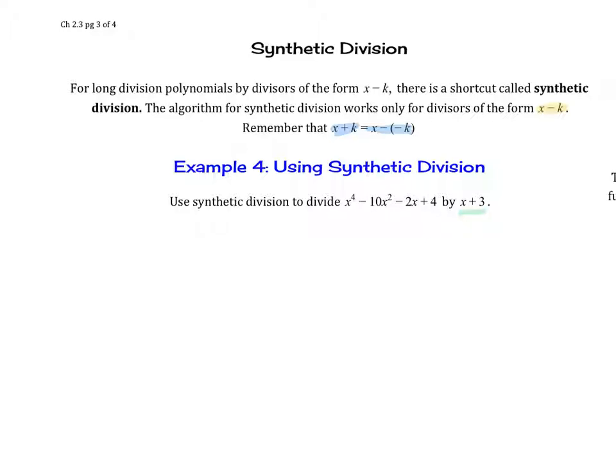Something you really need to remember is that you have to include the zero coefficients of the missing terms. So we have x to the fourth, so we have 0x cubed. So 4, 3, 2, 1, 0. So that's good. The 3 here, we're going to write as a negative 3. It's the opposite.